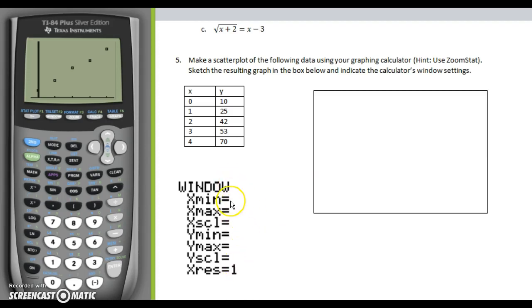And to fill in these window settings, if you just hit your window key, it'll show you what the X min and the X max and the X scale and the Y min and the Y max and the Y scale are. So you can write those in. These are the numbers that the calculator figured out on its own when you hit zoom stat. It worked that out on its own. And then you can hit the graph key to go back to your scatter plot.